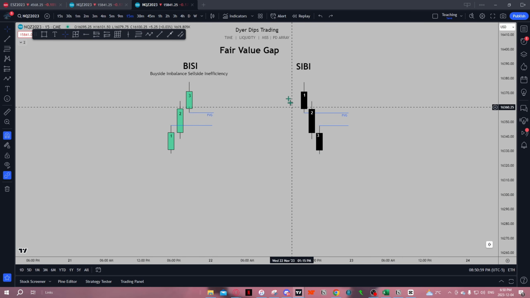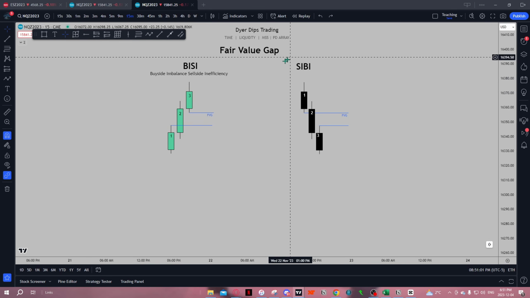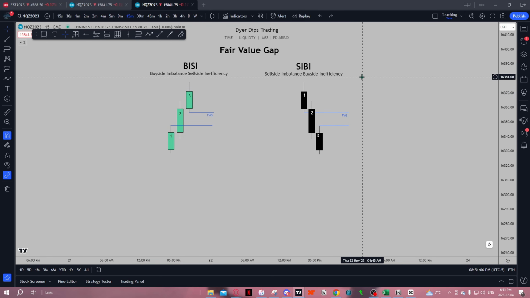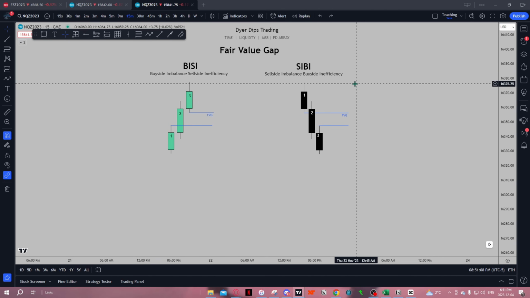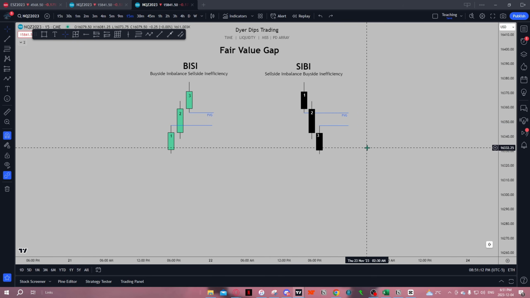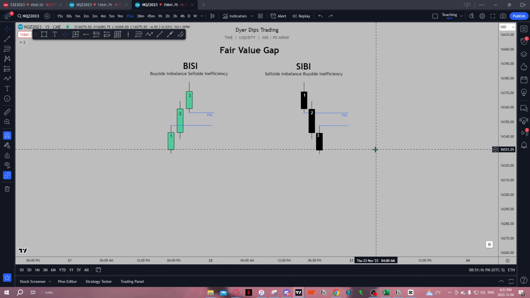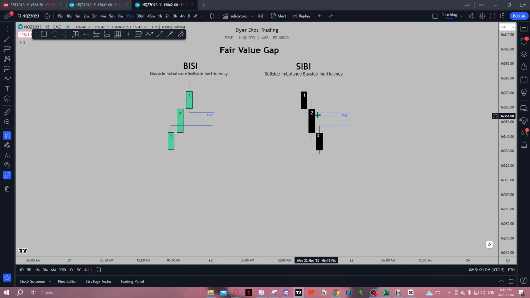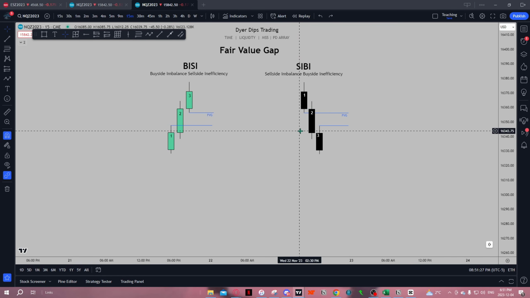So now that you have a base understanding of what a BISI or bullish fair value gap is, let's take a look at this right side where you can see we have the second type of fair value gap, which is called a SIBI, or a sell side imbalance, buy side inefficiency. To keep this simple, it's also a 3 candle formation, and essentially what we're looking for in order for this to be an active or valid SIBI or bearish fair value gap is we need candle 1 to close, we then need candle 2 to trade to and through candle 1's low and ultimately close below candle 1's low.